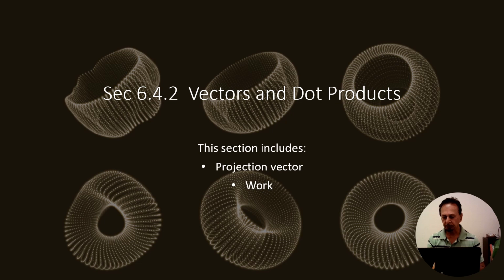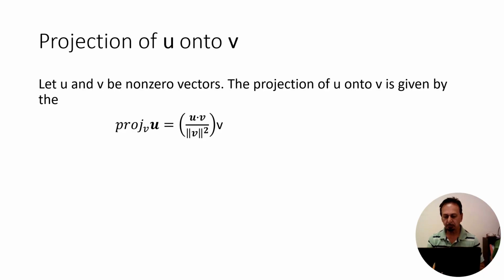6.4.2 Vectors and Dot Products. This video is about projection vector and work-related problems. Projection of U onto V. Let U and V be non-zero vectors. Then the projection of U onto V is given by this. Projection of U onto V is U dot V over the square of the magnitude of vector V, times vector V.